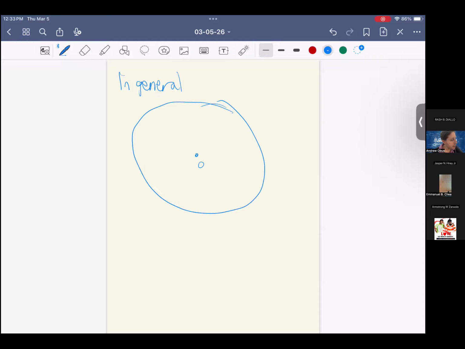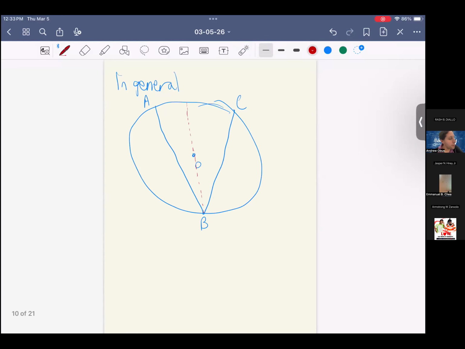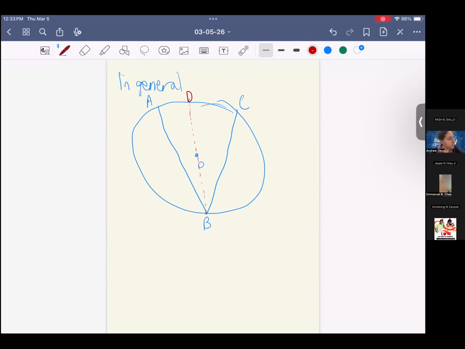So here's the center, and now let's just say we have an angle like this, A, B, C, where we don't have that either line passes through the center. Well, what I can do now is just draw the line through the center. And maybe I'll call this point D. I'll draw this line through the center as a solid line.